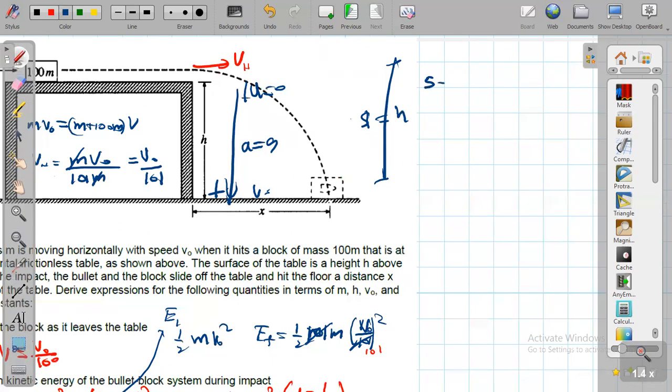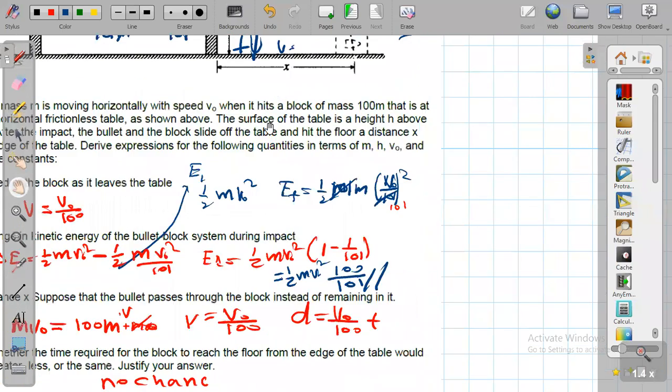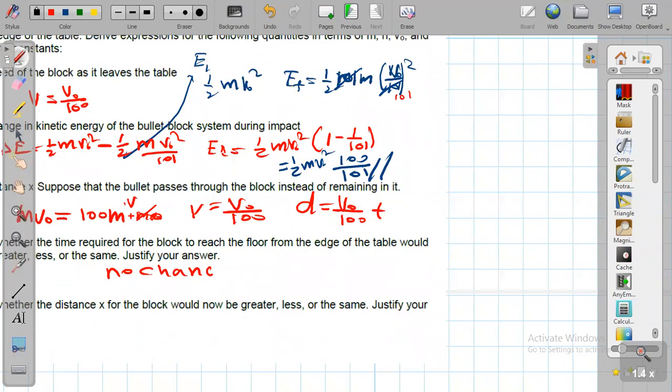So I can use s equals ut plus half at square. u is 0 because downward velocity is 0 at the beginning. h equals half gt square. t equals square root of 2h over g. So I have to substitute that value to here. So my time is that one.